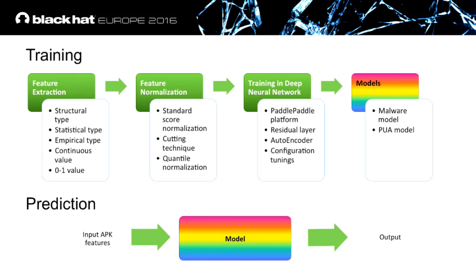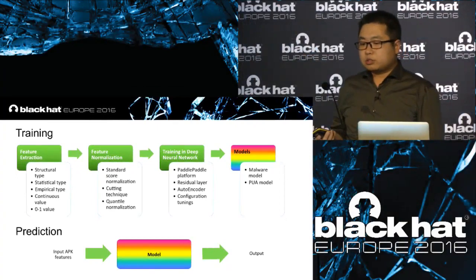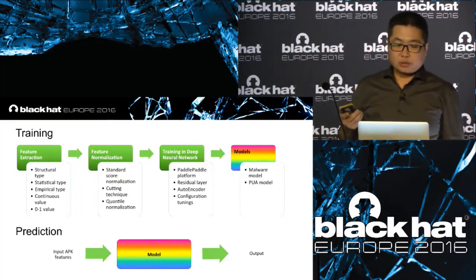We train the data on the PaddlePaddle platform. It's an open source deep learning platform. To improve the network structure, we add a residual layer. And we also use a sparse autoencoder to get high quality and invariant features. And we will also discuss some configuration tunings. After training, we get models. We train the malware model and the PUA model separately. With these models, we can do prediction.